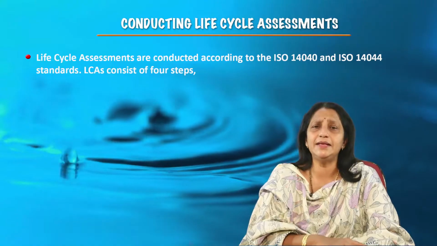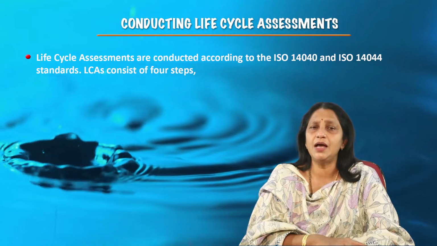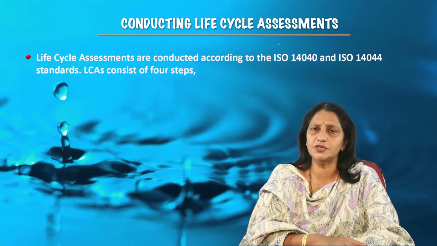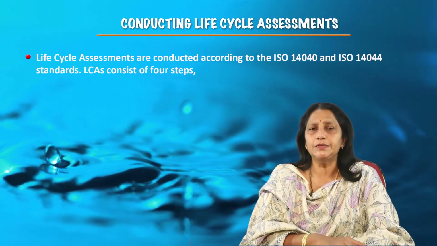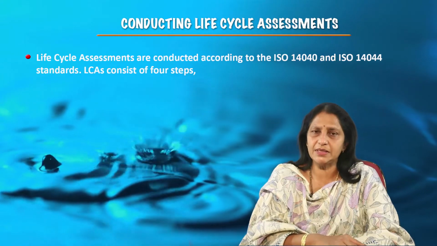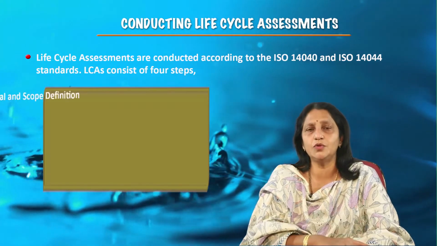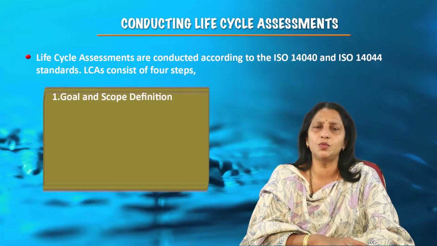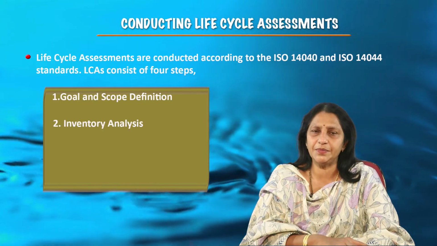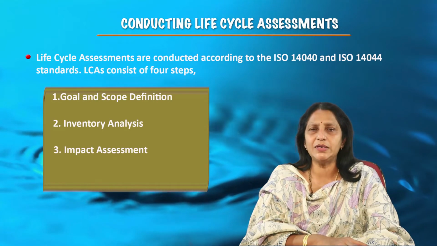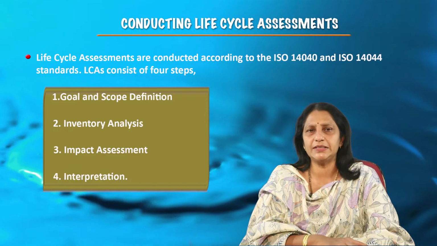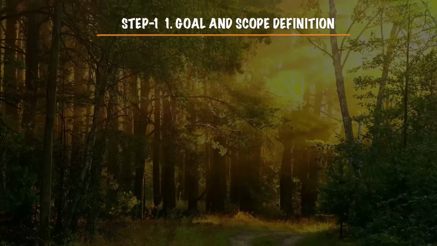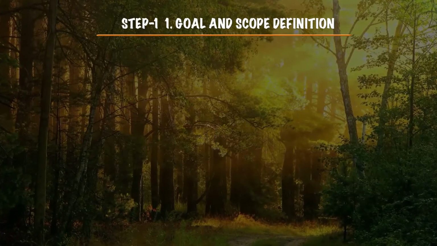Normally these assessments are conducted according to the ISO 14040 and ISO 14044 standards, compulsorily. Life cycle assessments consist of four most important steps. The first step is goal and scope definition, the second is inventory analysis, the third is impact assessment, and the fourth is interpretation. Now we have to see all these steps in a detailed manner. Step 1 represents goal and scope definition.